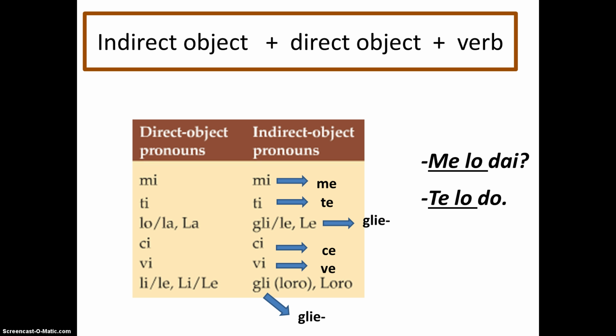Choosing the right direct object pronoun to combine with glie is, as always, based on whether the direct object is singular or plural, masculine or feminine. Let's look at an example.